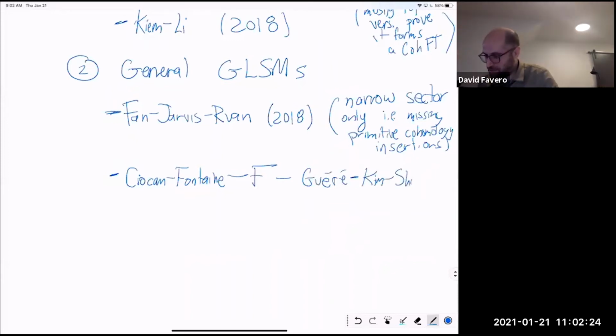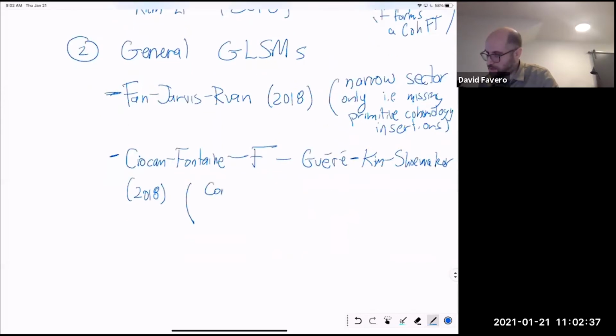And this was convex hybrid model case, but includes primitive cohomology, which are called broad sectors. So everything.